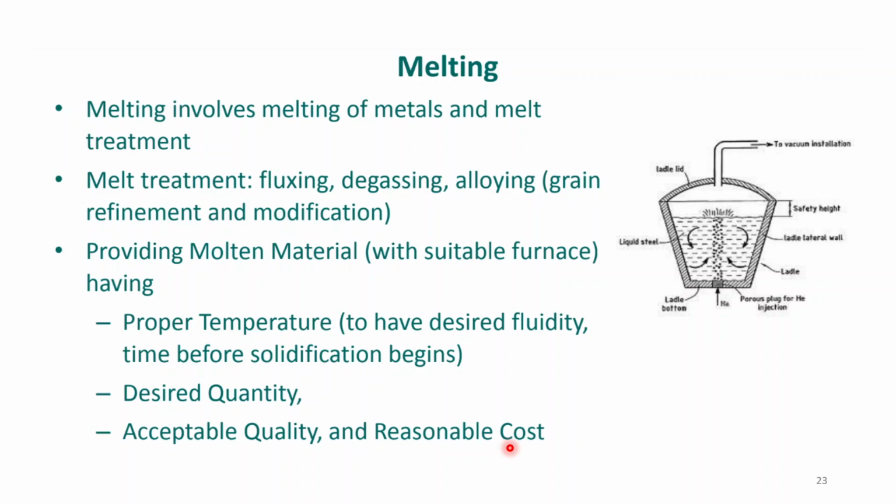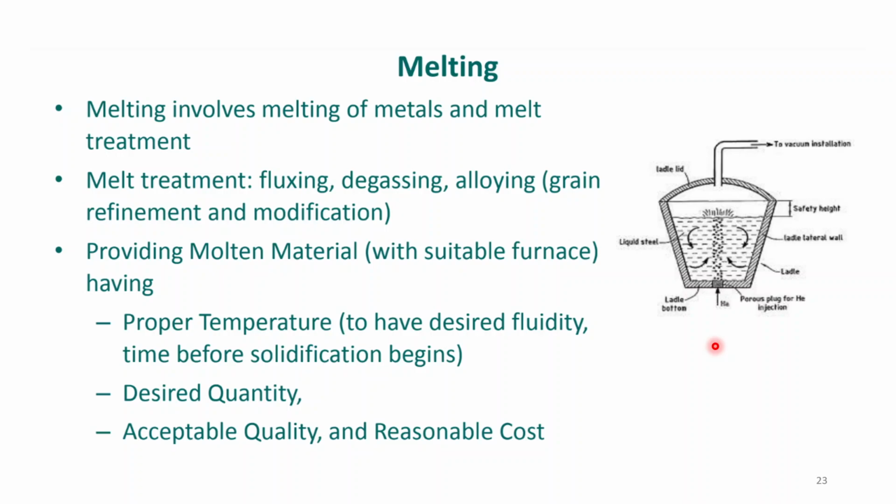Now this is one of the ladles. Ladle means the vessel which will consist of your molten metal. In this case you have liquid steel, and this is the ladle bottom where you have helium purging. It is a porous plug for helium injection. So helium you are adding for maintaining some vacuum installation, and this is the ladle lid, and there are ladle walls as well.